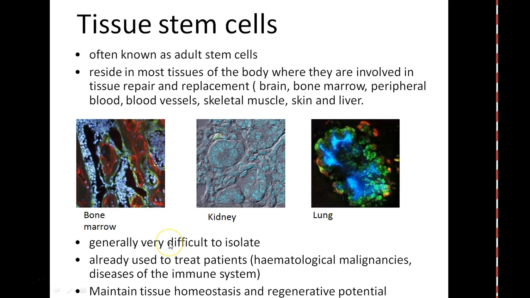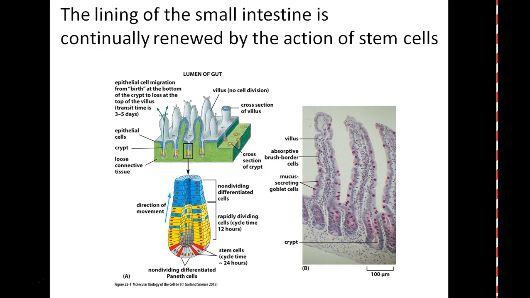Those stem cells are very difficult to isolate, and they are not very abundant. There are very small numbers of those cells, but they've already been used to treat patients, especially with hematological malignancies and also different diseases of the immune system. And again, those adult tissue stem cells are critically important to maintain tissue homeostasis, to remodel our tissues and to keep them healthy and functional.